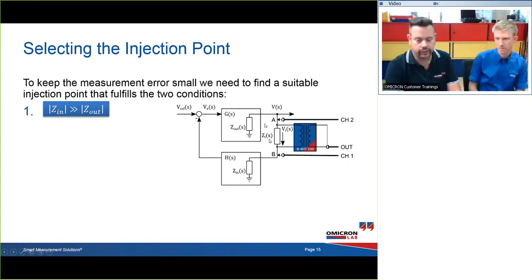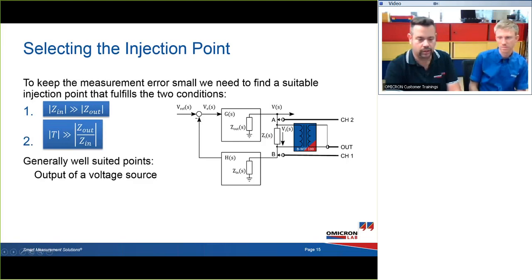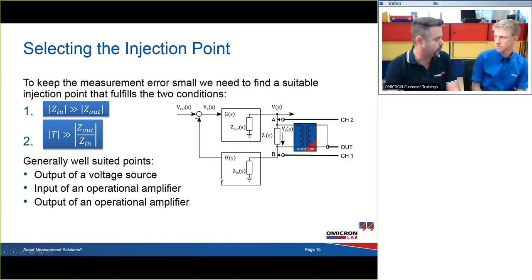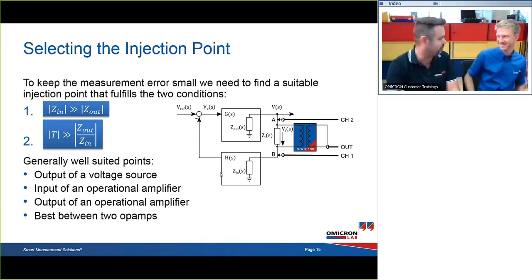How to achieve that? Suitable points will come in a second, like for example the output of the voltage source, where you have a very low impedance. And then the input, for example, at the voltage divider is usually high impedance. Or if you have an operational amplifier, the input is always good because it has a very, very high input impedance. And also the output of an op-amp is good because it has a very low output impedance. And if you are able to get in between two op-amps, it's perfect because then you have the combination of those.